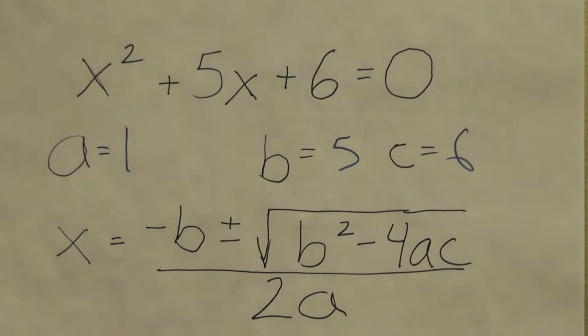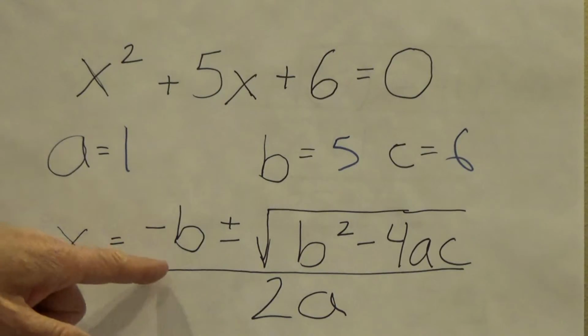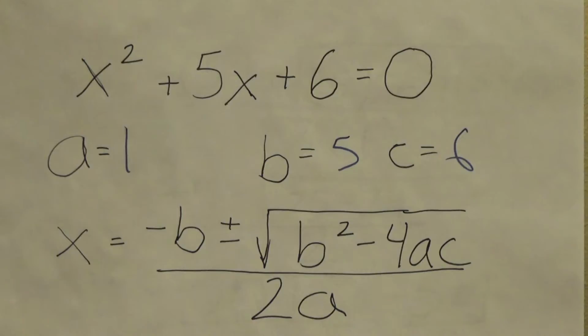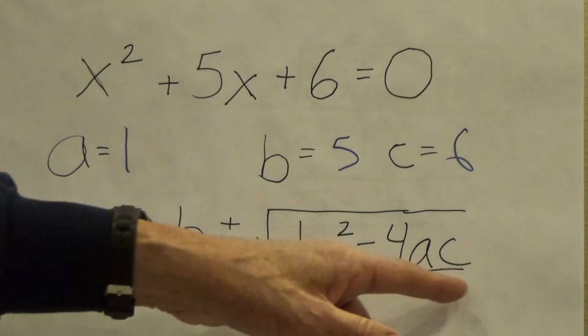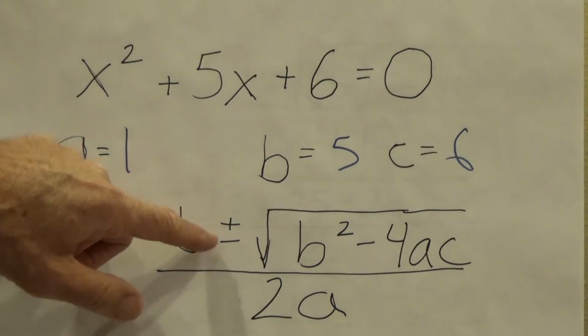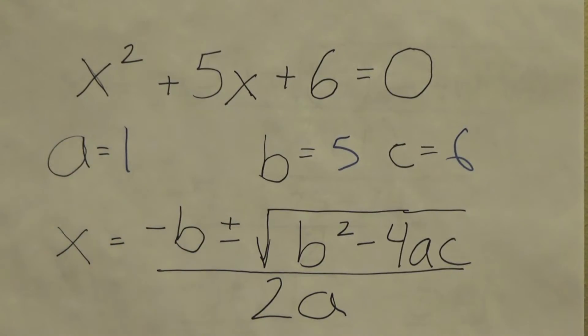The quadratic formula. It is negative b plus or minus the square root of b squared minus 4ac all over 2a. That will give me the values of x. And you see we have plus or minus. Normally with quadratic equations, we have 2 solutions.